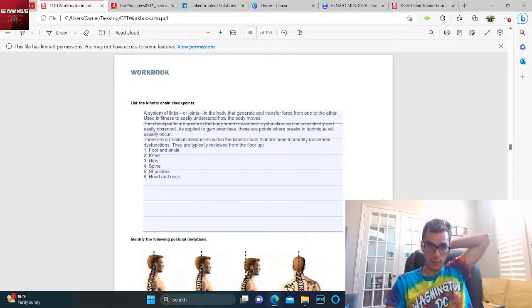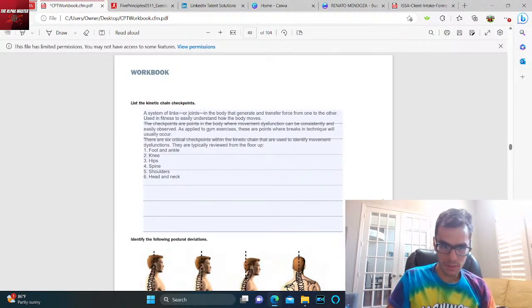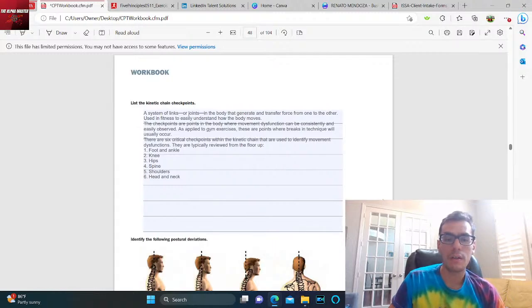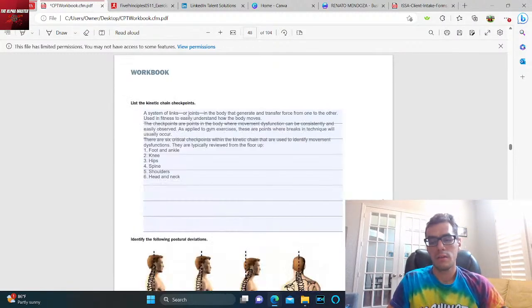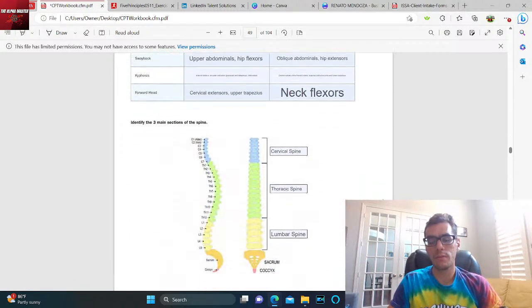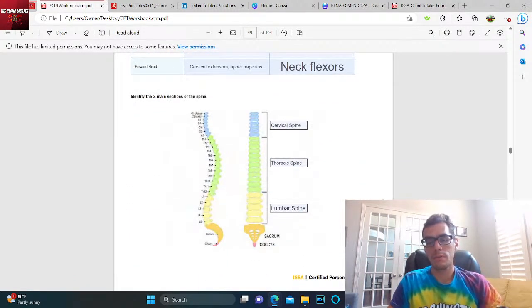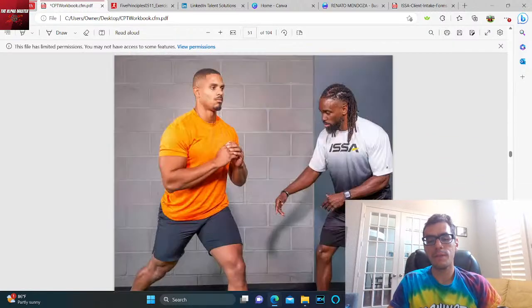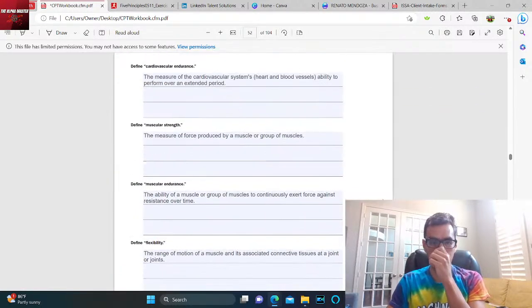The full and ankle, knee, hips, spine, shoulders, and head and neck. Escape poses, scoliosis. Why am I doing this, bro? My brain just doesn't want to leave me alone, I swear. I already saw all this, bro.